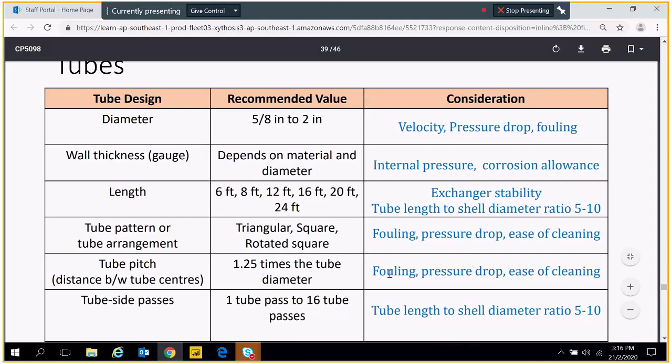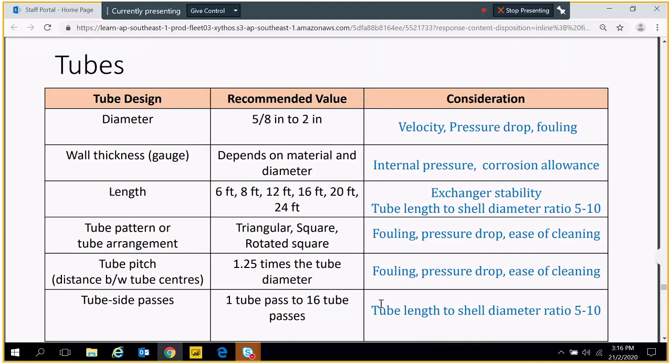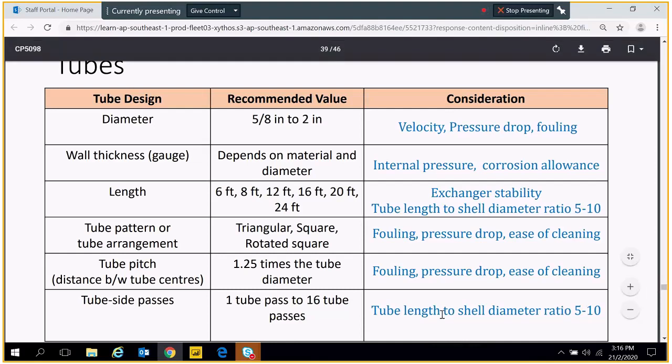And this one also, the tube pitch, is for the shell side. This is for the whole heat exchanger, diameter ratio 5 to 10. When you answer this type of question, please check the tube length to shell diameter ratio. It cannot be too big, cannot be too small.